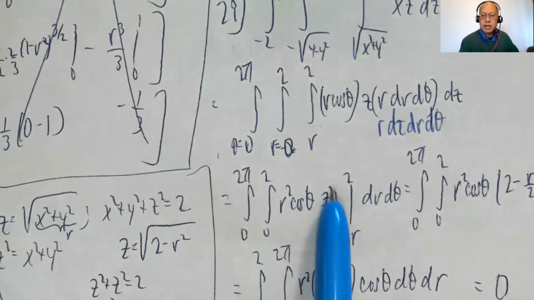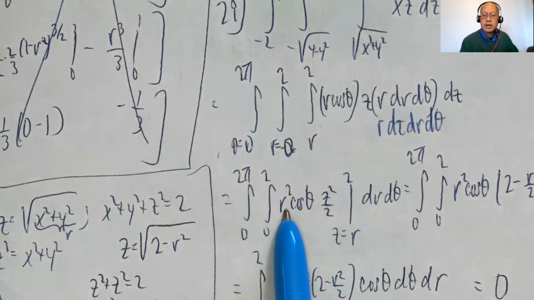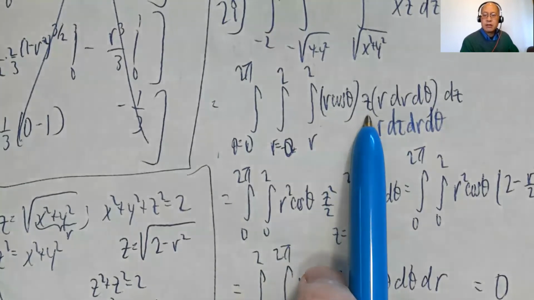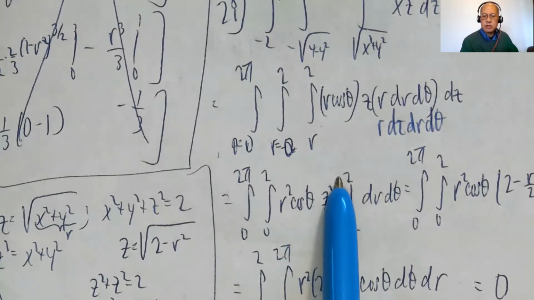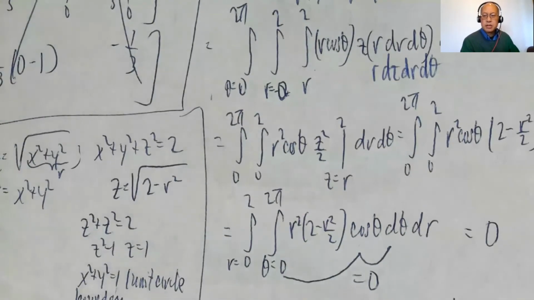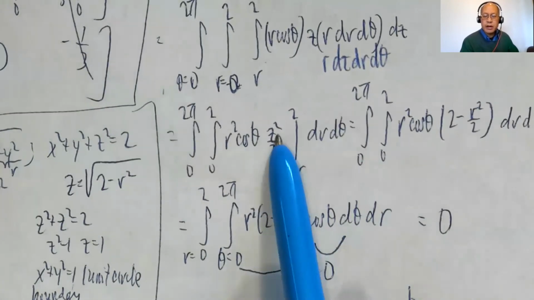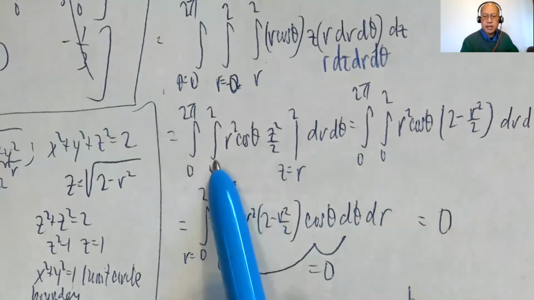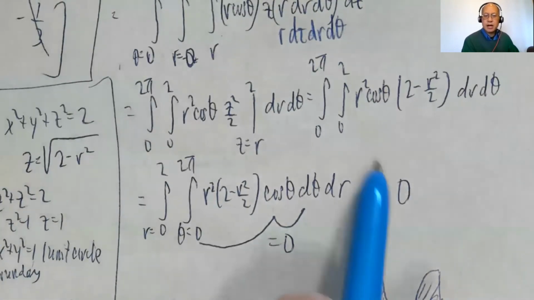Okay, so that's going to be r times r squared cosine theta. The integral of z is z squared over 2, and you're going from r to 2. So plug in 2, I get 4 divided by 2, which is 2. I leave this stuff alone. Plug in r, you have r squared over 2. Then it's dr d theta.